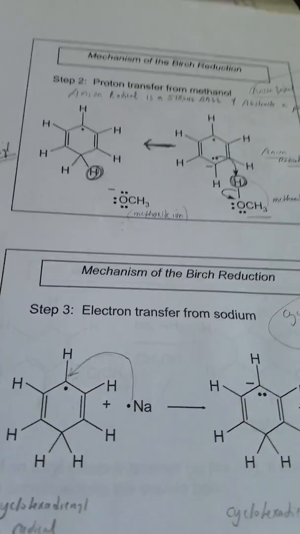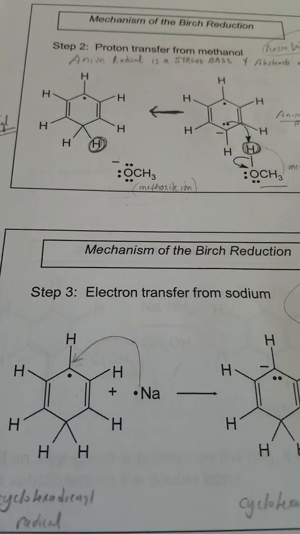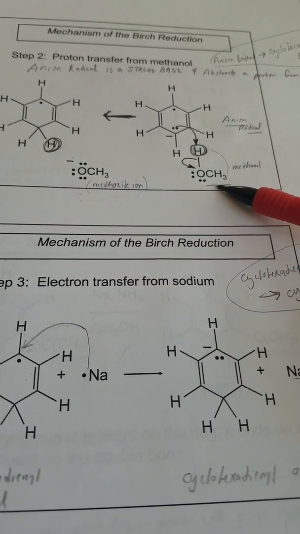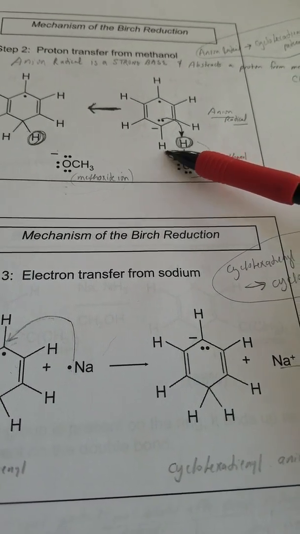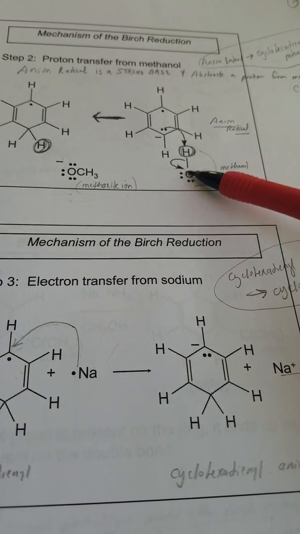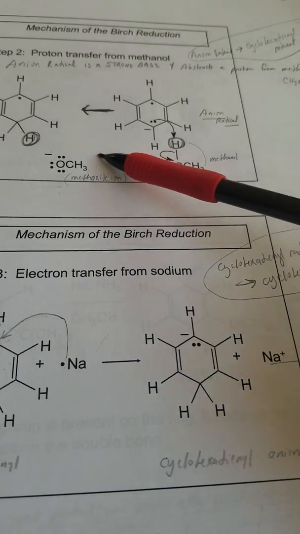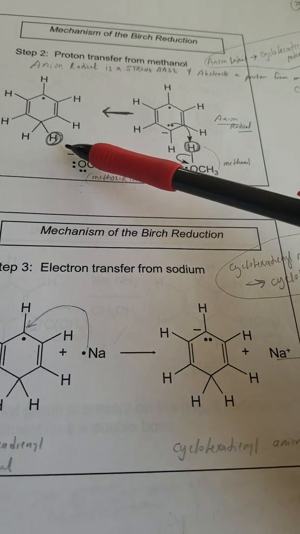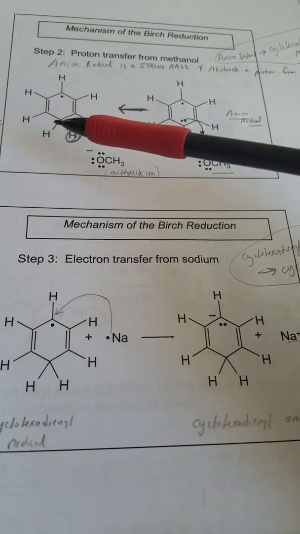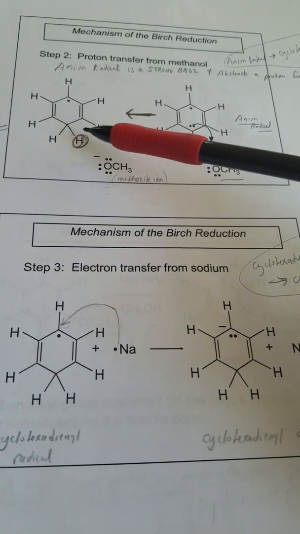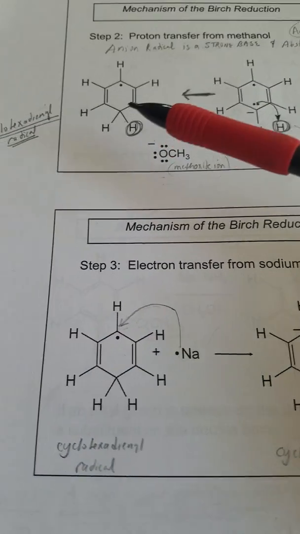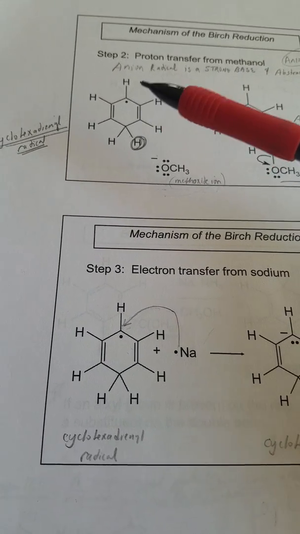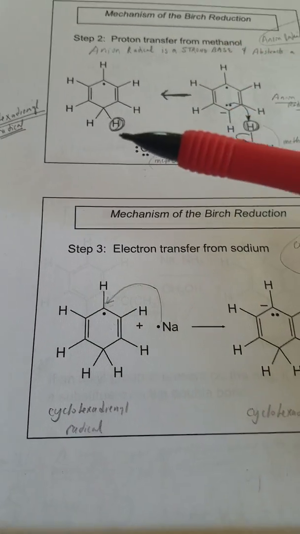The second step is going to be the proton transfer from the methanol. Here's your methanol down here. Your methanol is going to break the bond between the OH hydrogen and the oxygen, and create this ion. This hydrogen is going to link up here to this region of what used to be a benzene ring, but is now the anion radical. So now this simply becomes a cyclohexadienyl radical, because you only have the single electron here and not the pair of electrons down here like we had before.